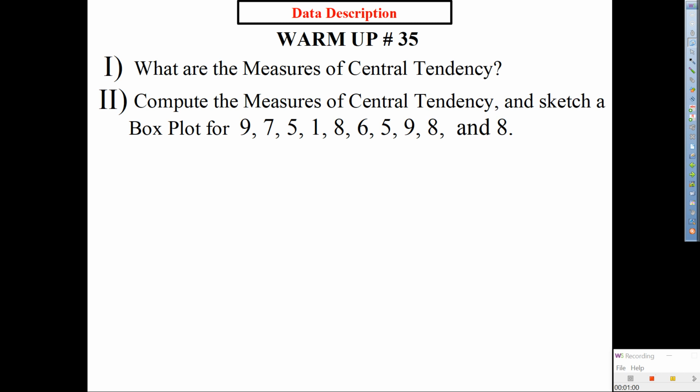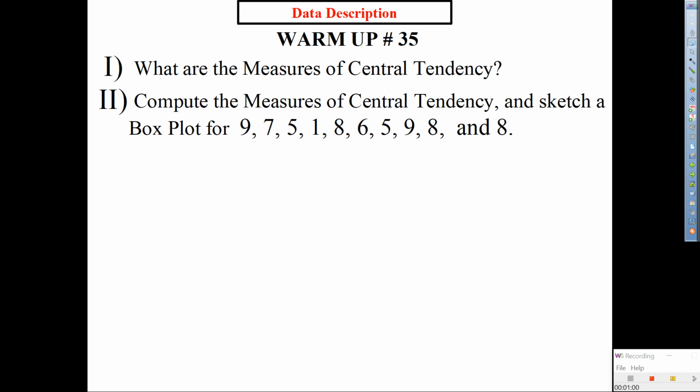Okay, mean, I see 6.6, hands up if you got that. Median 7.5, hands up if you got that. And the mode, was it 8? Hands up if you got that. Some of you computed the range. And the box plot.